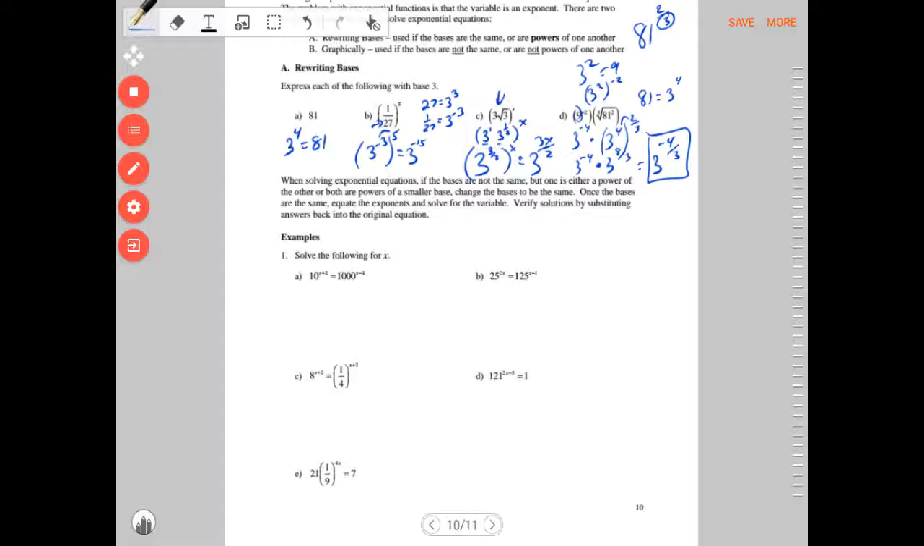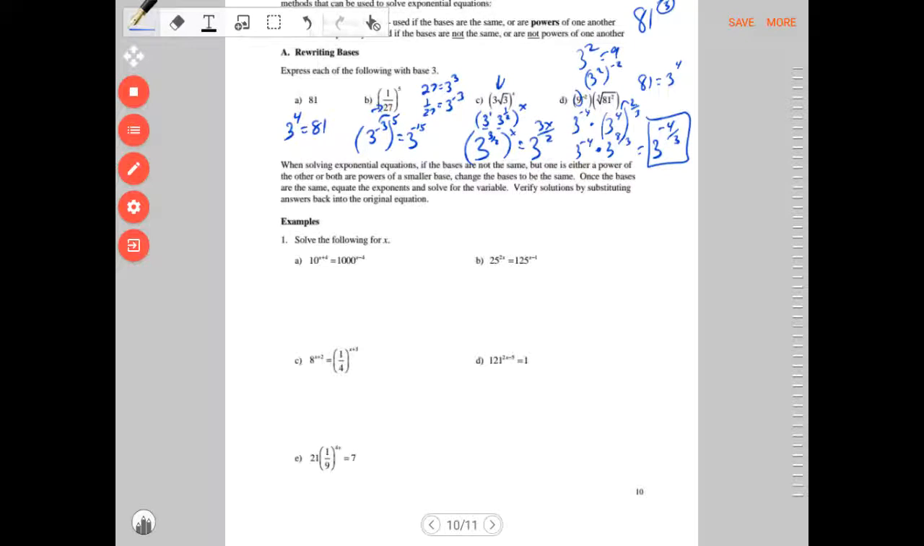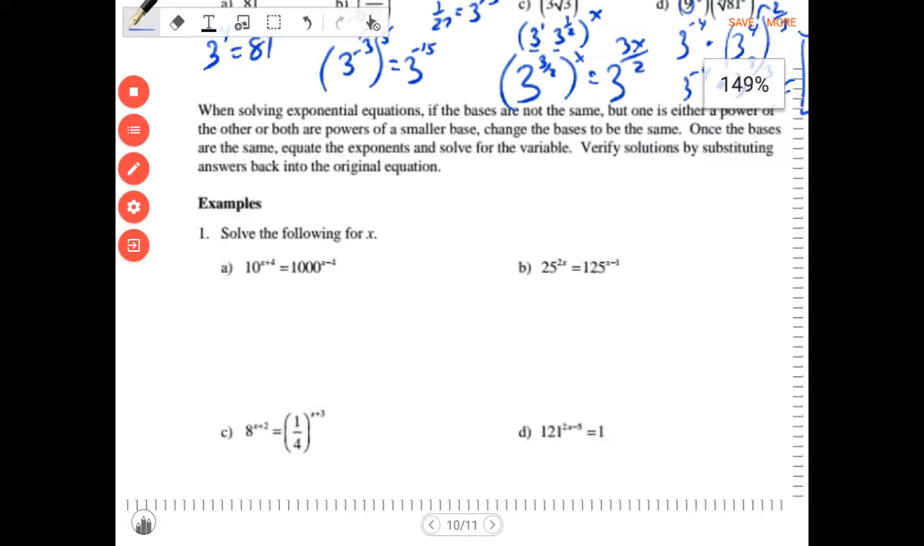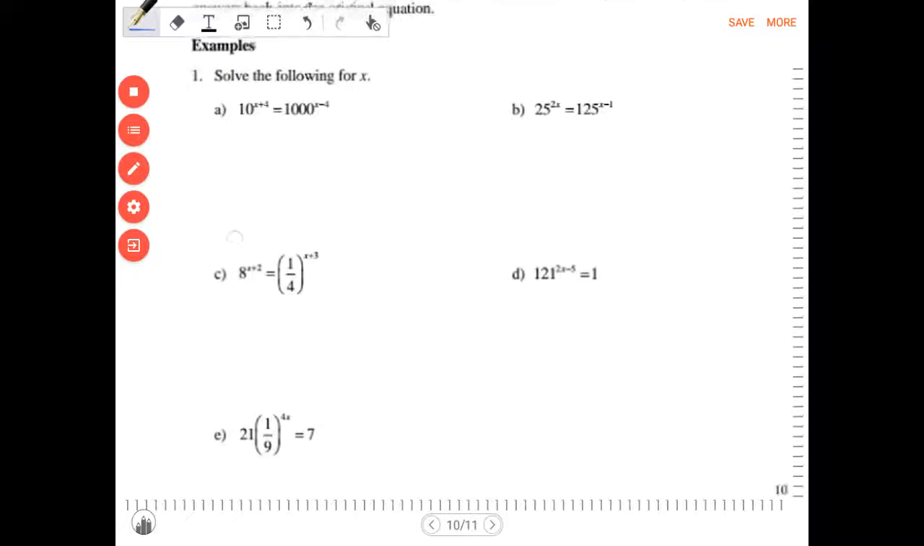Okay, so I've got a few examples here for you. Now I am going to have to write fairly small for some of these, so if we get down to E and I need more space, I'll just make another blank page, but that's okay. You should be fine on your page. Okay, so solve the following for x. So let's make this a little bit bigger so we can see. There we go. That's better.